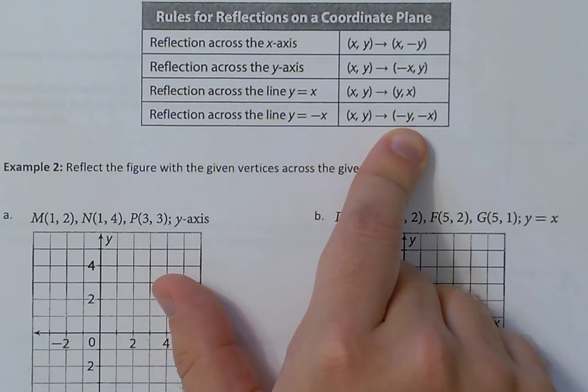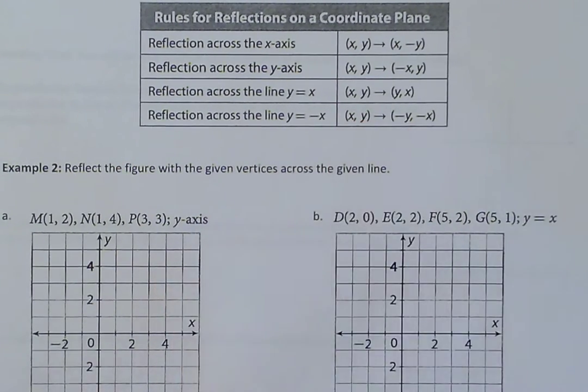Now, when we talked about translations, translations were pretty straightforward: if you added or subtracted a number to x or y, it moved it right or left.